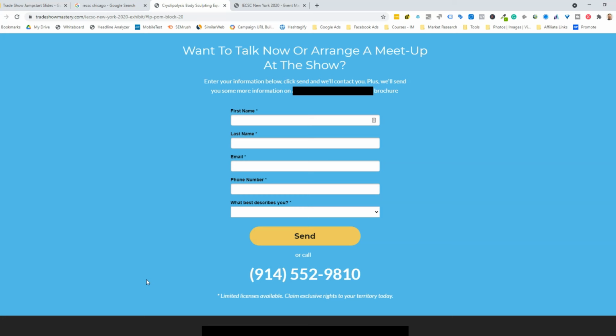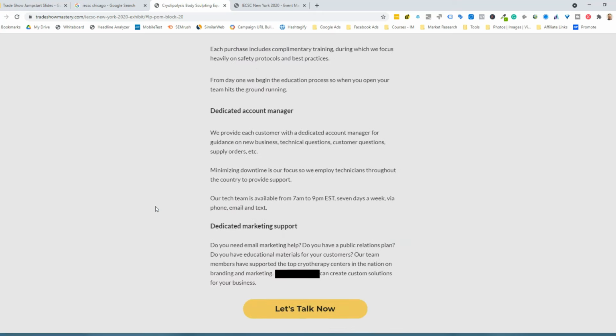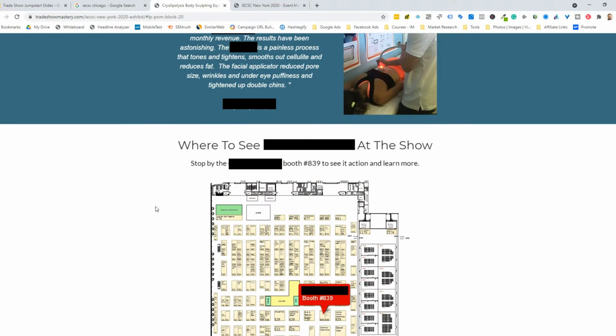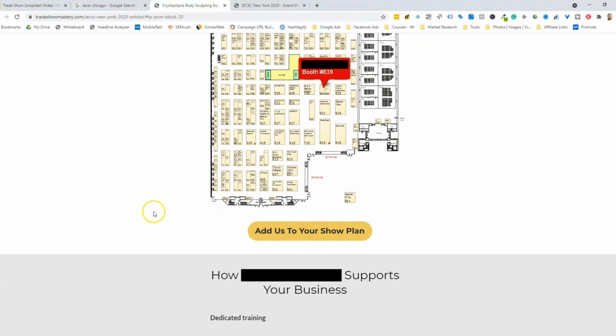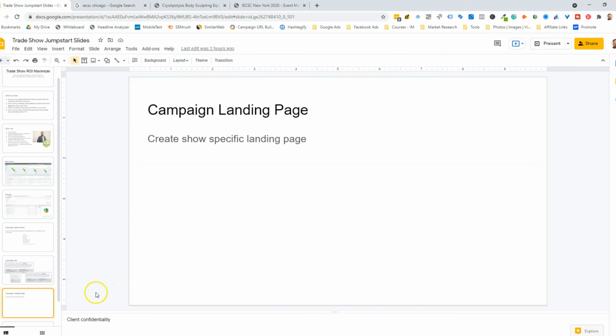And the other thing they can do too is we put a very prominent phone number. So if they don't want to fill out this form, they could just give you a call right off the bat. And on a mobile phone, this number is going to be active, so all they've got to do is tap on that, and they're on the phone with you. So that's it, really. Like I said, just look for some keywords, set up a couple of ads, and send them to a page that's very relevant to the trade show that you're going to be attending. And that's pretty much it.